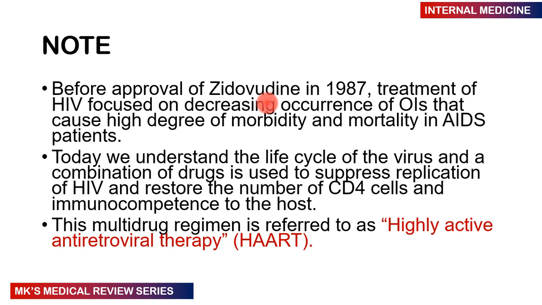It's very important to understand the life cycle of the virus, such that now we can combine certain drugs to suppress the HIV, and we can also restore the number of CD4 counts. It may not get back to normal, but it will increase, and the chances of this person getting opportunistic infections and progressing are much less, such that even the life expectancy of the person is almost near normal. So we use a combination of drugs, which is known as a multi-drug regimen. We refer to this as highly active antiretroviral therapy, or HAART.